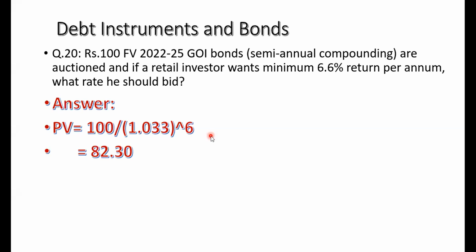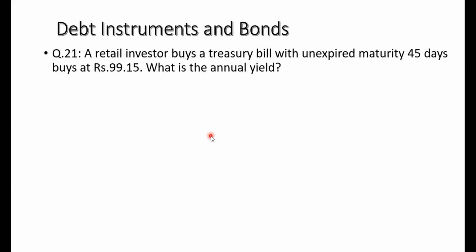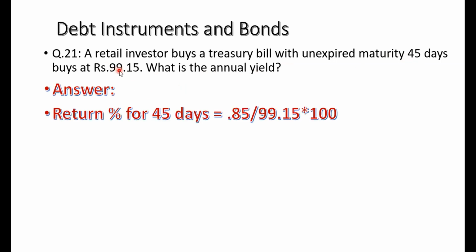Okay. Now question number 11. A retail investor buys a treasury bill with unexpired maturity 45 days. Treasury also they will ask similar questions. They will only change. Unexpired maturity 45 days, buys at 99.55. What is the annual yield? So easy. 99.15 is investing today, 100 rupees you will get after another 45 days. So how much return? 0.85 is getting.